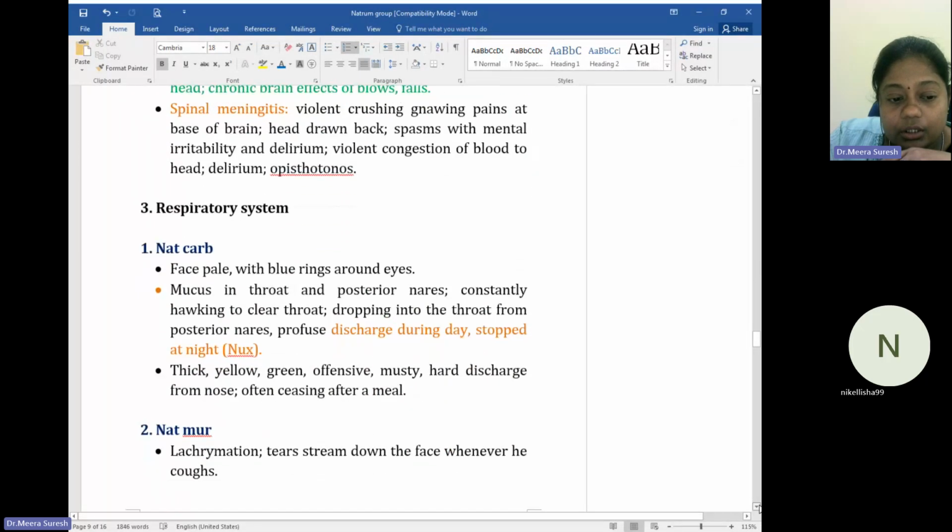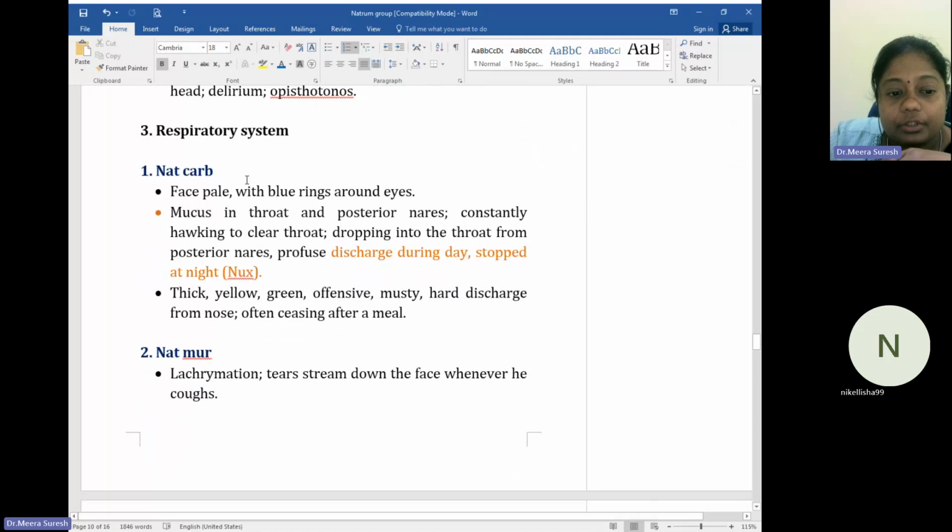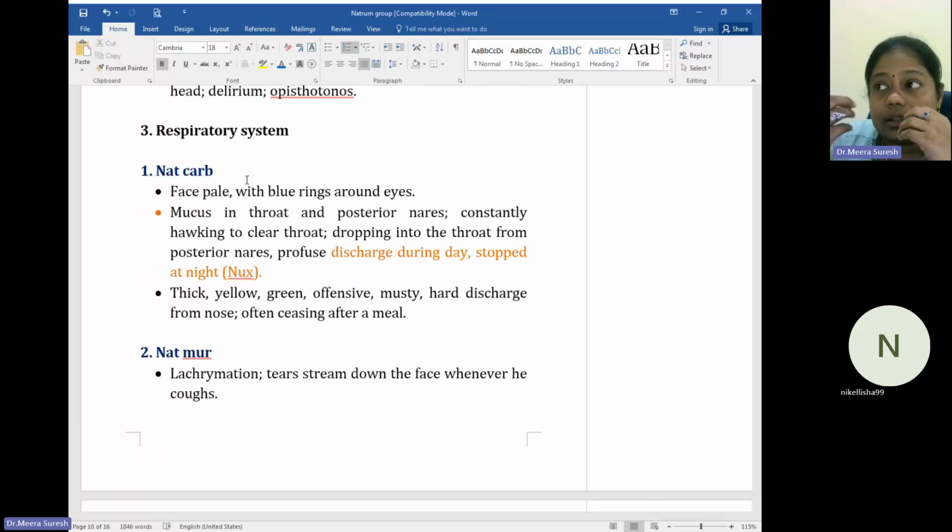Now going towards the respiratory system. In case of natrum carb, the face is pale with blue rings around eyes, which shows their anemic nature. And this is very good for the PND, that is the nasal discharge dropping into the throat. So mucus is present in throat and posterior nares and constantly hawking to clear throat. And when the person is lying down, it will be dropping into the throat from the posterior nares. That is an important feature of natrum carb.